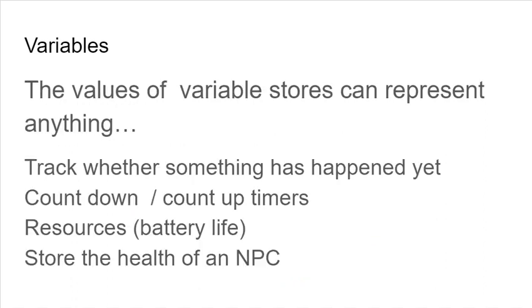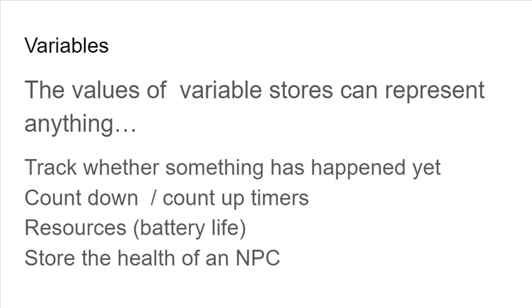All right, so what kind of things do we use variables for? Those numbers can represent anything. Typically, we use them to store whether something has happened yet, like has the player pulled the rope, or has the player found the gold. We can use that to determine if the game is over, maybe, or should the player get points for that task. We can use them for timers, for counting up and counting down.